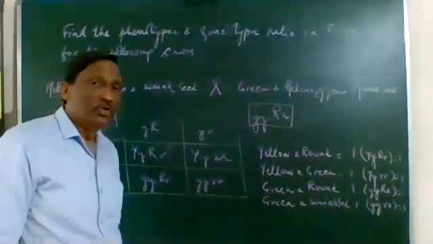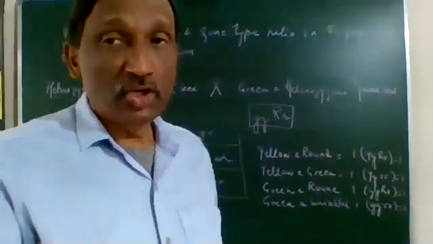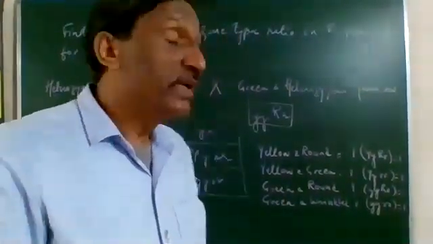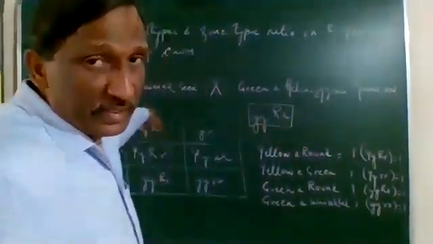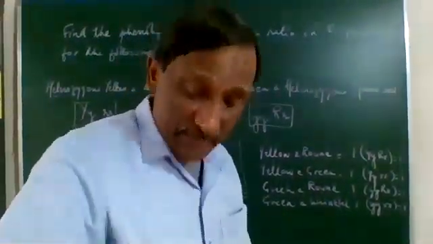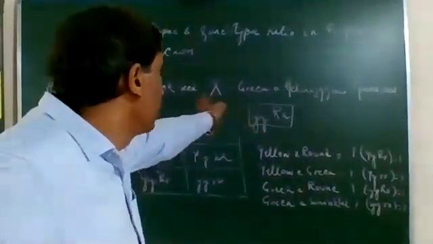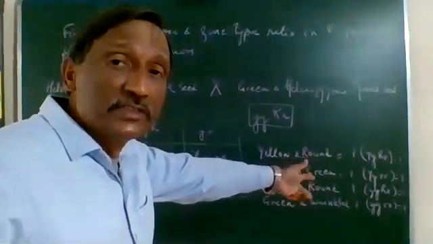So you see, Mendel took a cross which was different from our finding. Why? Because Mendel took the pure, not heterozygous. So when we take the pure one, in the F1 generation all are the same. But when we take a different combination, the F1 generation changes.